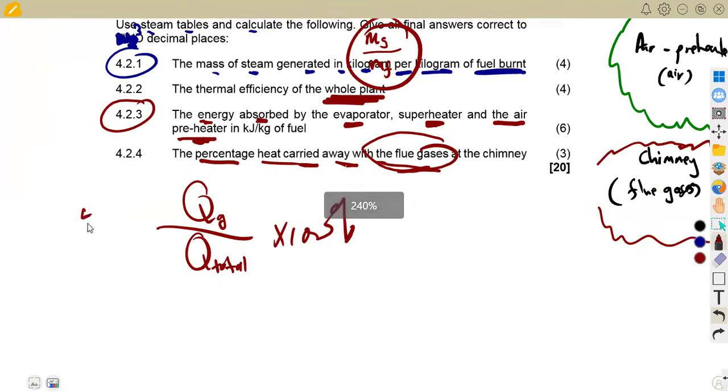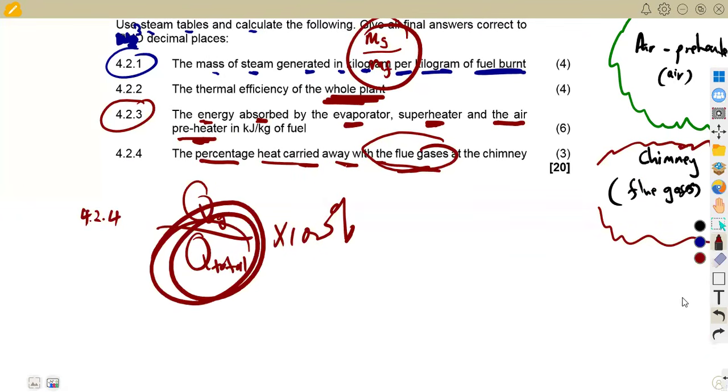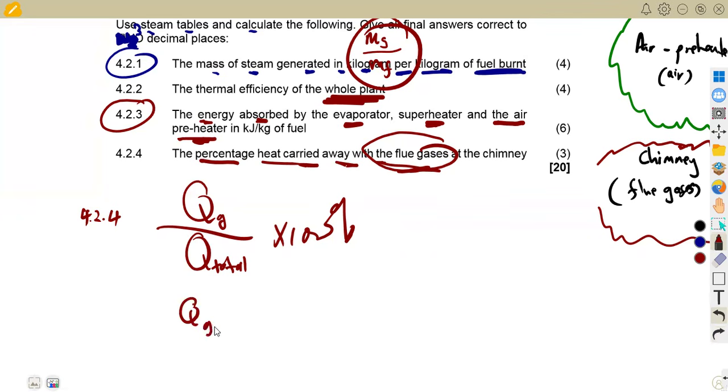But what is going to represent now the total energy? It is the calorific value. The calorific value is our total energy. Q in, remember from your heat balance sheet, the Q in is the calorific value. So they simply need you to find Q for the dry gases, the flue gases, over the Q, which is our calorific value in this case, times 100%. That is what they're simply asking you to do.